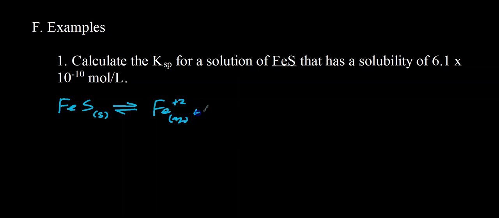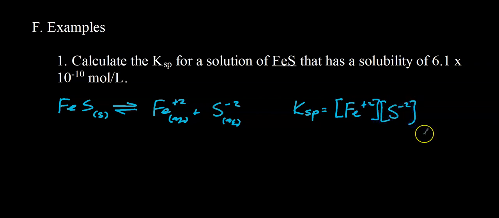So we have iron 2 ions and sulfide ions produced in solution. Next to that, let's write our Ksp expression. Everything is a 1-to-1 ratio, so we don't have to worry about exponents here. Make sure to include charges for those ions. It's not just Fe, it's not just S, it's Fe plus 2 and S minus 2.